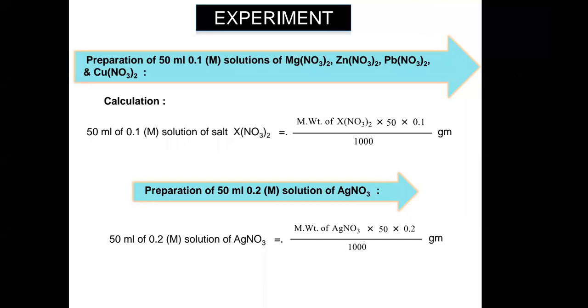So what will be the calculation? How much gram amount of silver nitrate is required? Molecular weight of silver nitrate into 50 into 0.2 divided by 1000. That gram amount of silver nitrate is required to prepare the solution.